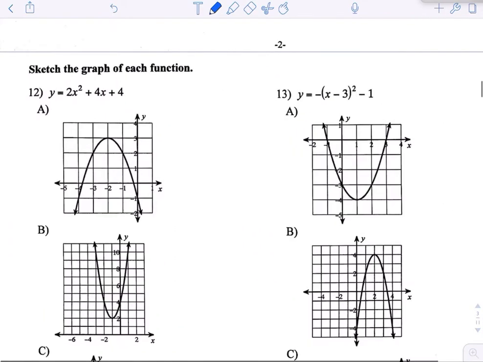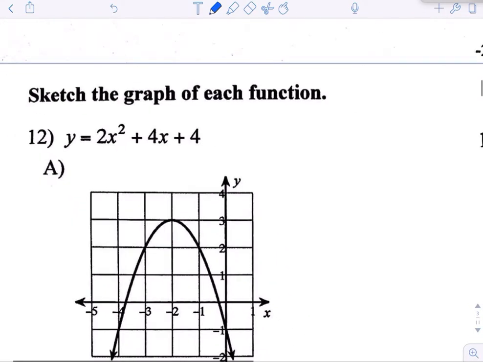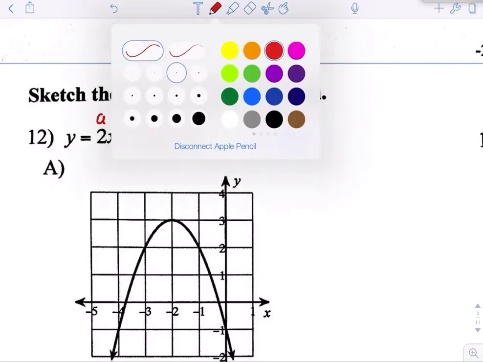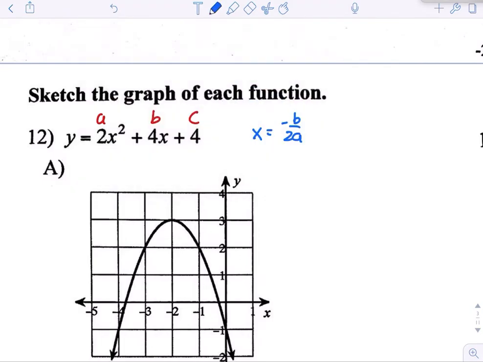All right, so this is standard form, a quadratic function in standard form. So might as well go ahead and find the vertex, which is negative b over 2a. Let me label, this is a, b, and c. So we got negative 4 all over 2 times 2, negative 4 over 4, which is negative 1.